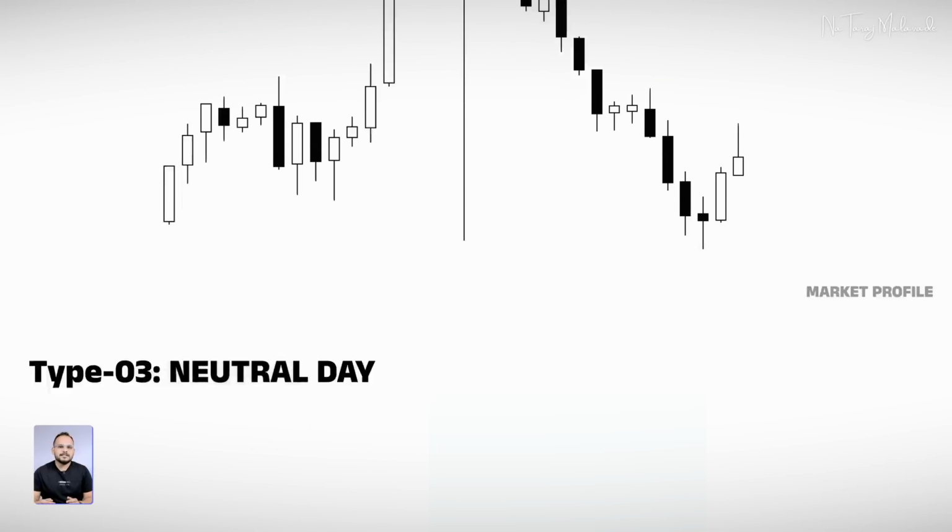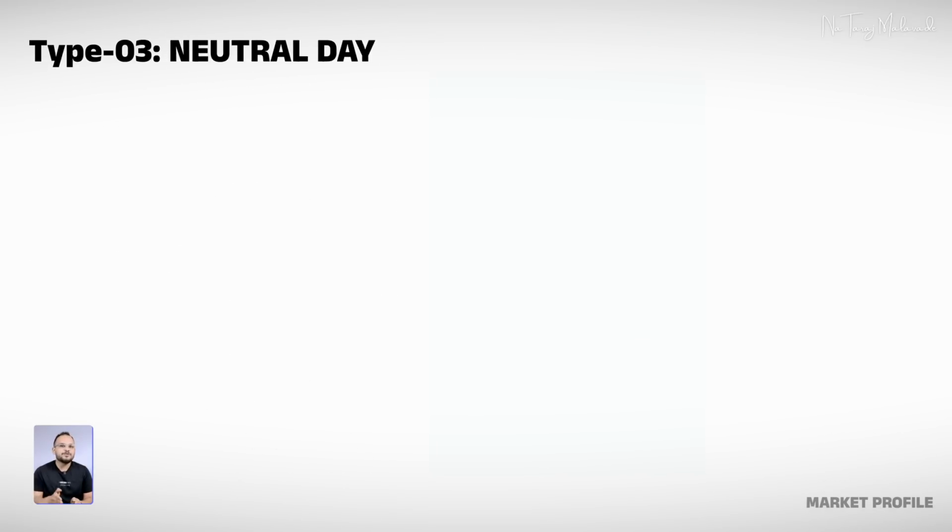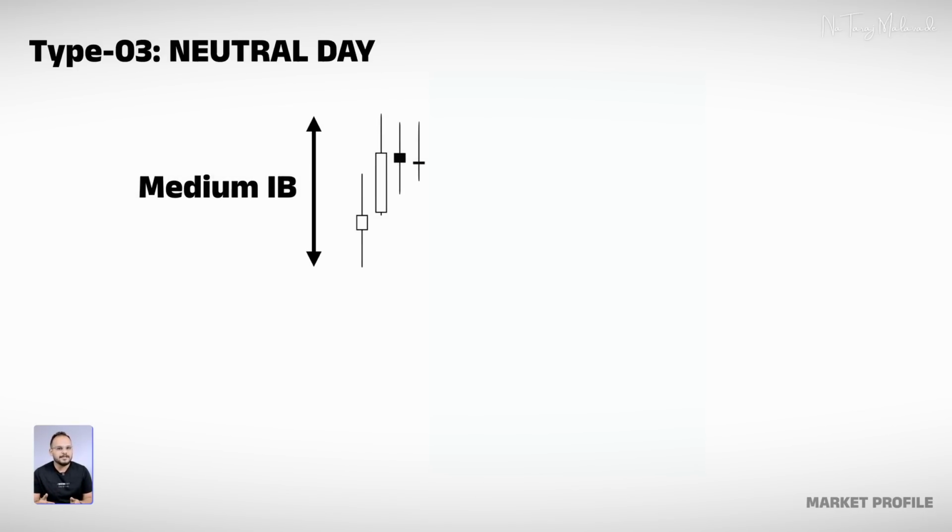Now let's try to understand the third day structure, which is the neutral day, and this is exactly where things can get a bit confusing for so many traders, because like the normal variation day, a neutral day often begins with a moderate IB range or medium initial balance. So in this sense, when we see a medium IB range, it could indicate either a normal variation day or a neutral day. But how do we distinguish between the two? Don't worry, I will definitely clarify it for you.